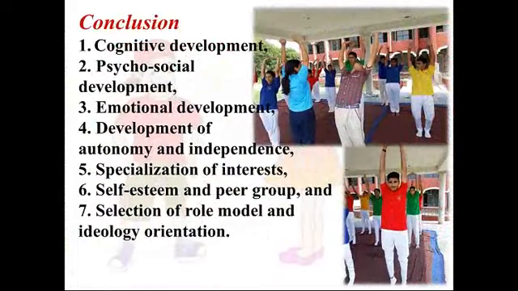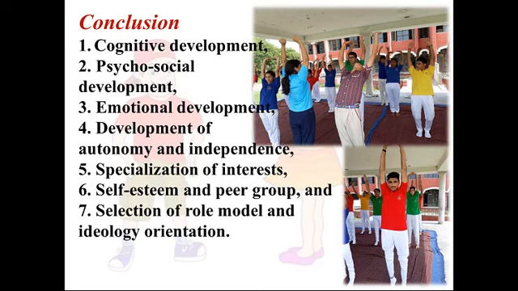See, now dear friends, now let us conclude this. There is cognitive development during childhood, psychosocial development, emotional development, development of autonomy and independence, specialization of interest, that adolescents choose what I want, what is mine and what I want to become. Self-esteem and peer group are very important concepts, and they have a big influence on the behavior, action, and cognitive development of the child, adolescent. Selection of role model and ideology orientation.